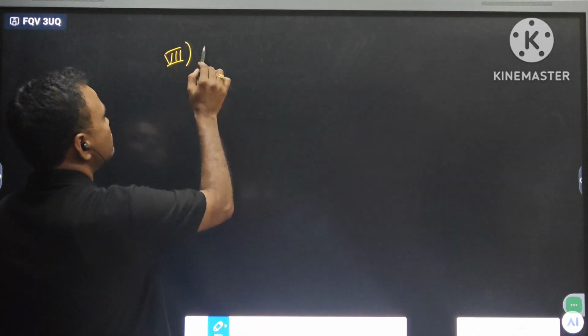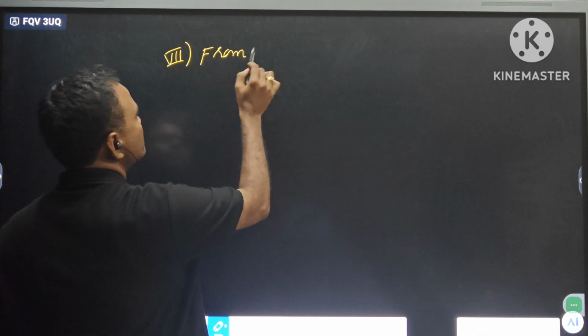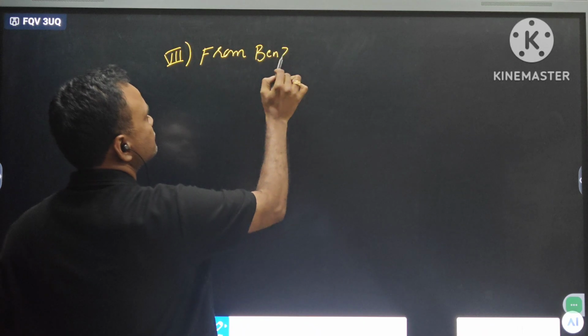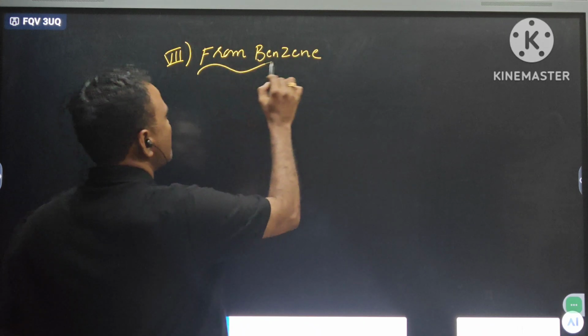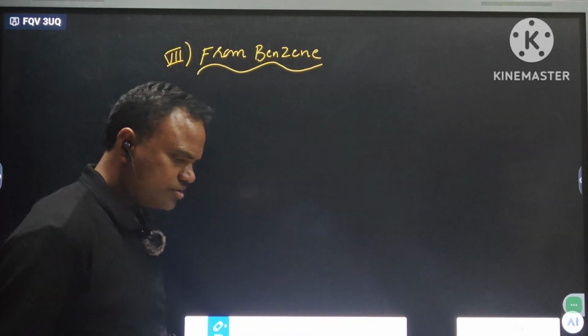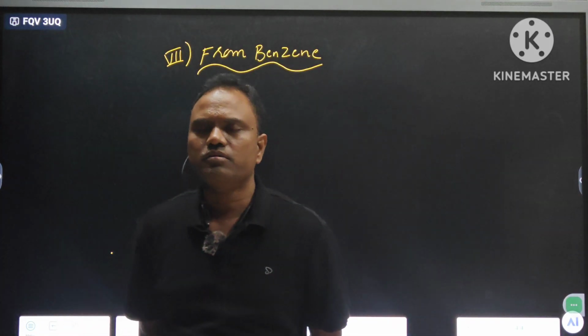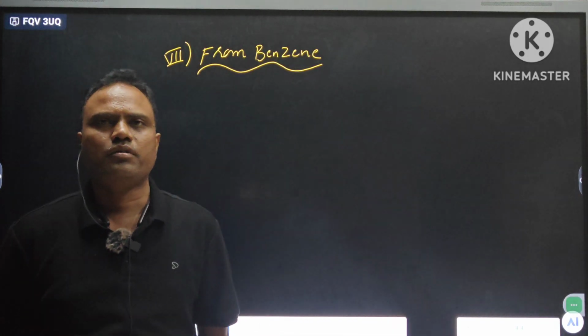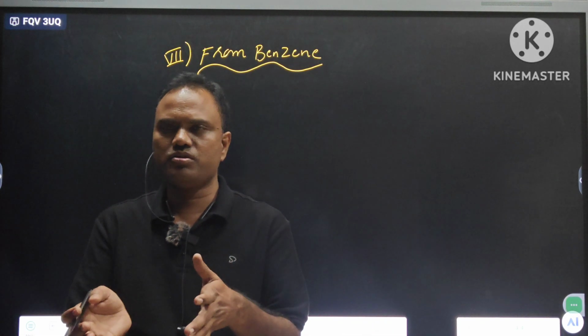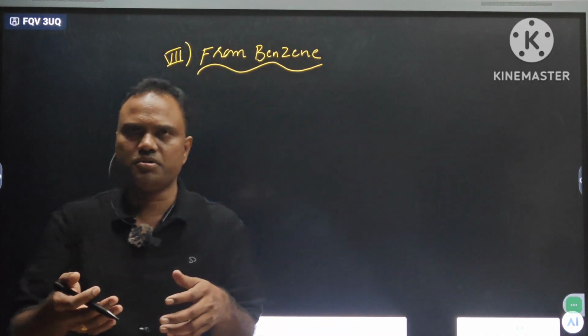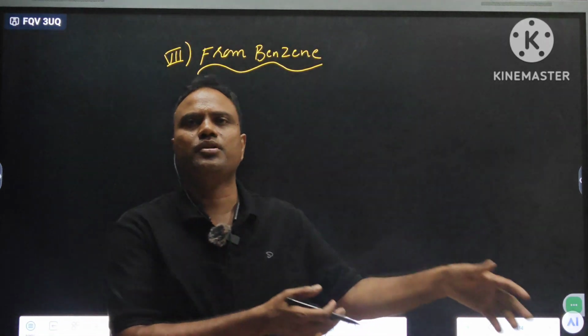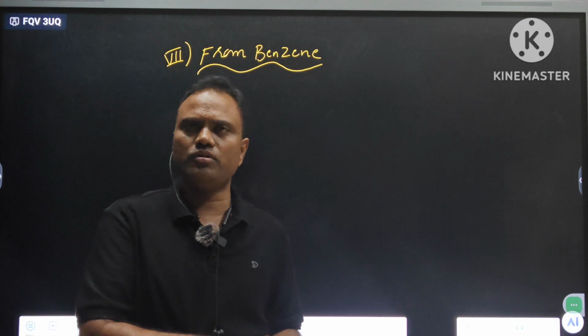From benzene, preparation from benzene. See, benzene chapter is first year chapter, right? So, we can prepare phenol from benzene directly. We can take benzene and we add some reagents and we get phenol.